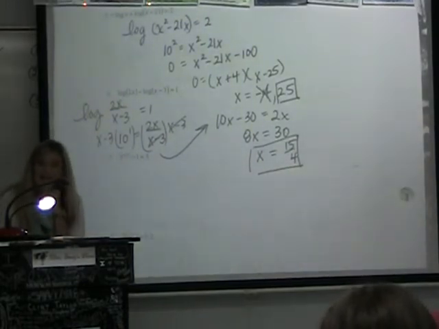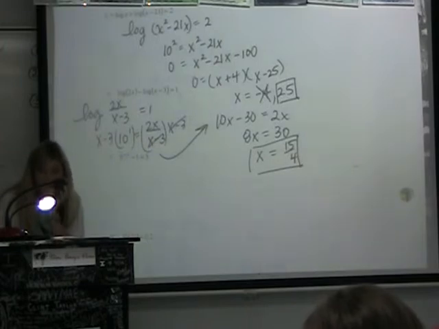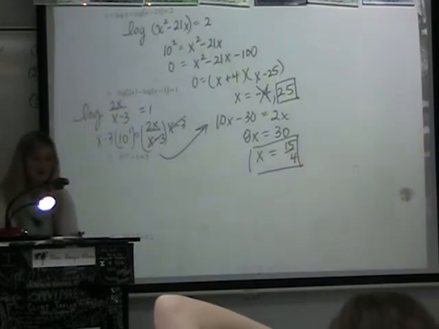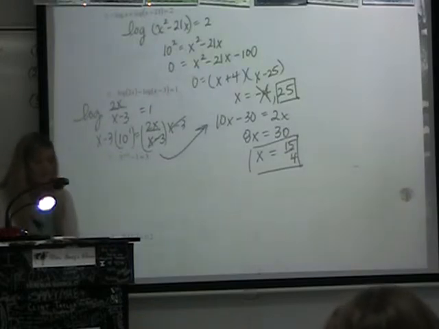All right, the last two examples are not logarithmic. What are they? Exponential. How do you know? Because there's an exponent. There's an x in the exponent. That's right. There has to be a variable in the exponent.